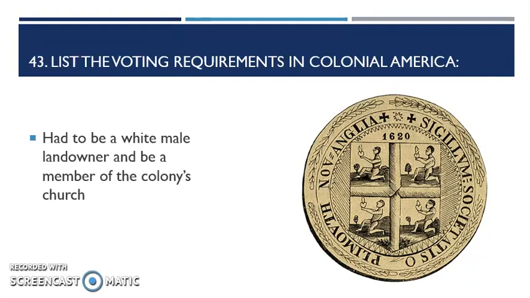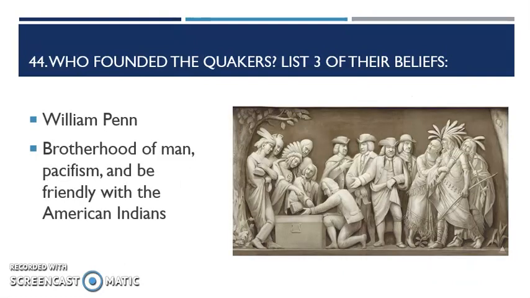Now notice, white male landowners. If you were a woman, you didn't count. If you were a white guy who didn't own any land, you didn't count. So, and that land was a significant amount of land. It wasn't just like a little square tile. So you had to actually own a little bit more than that.